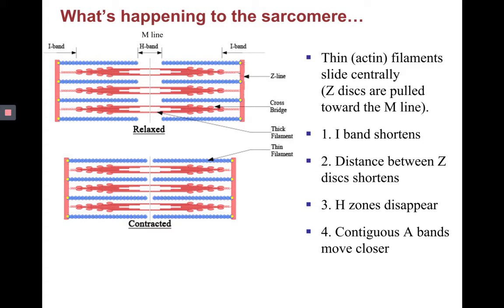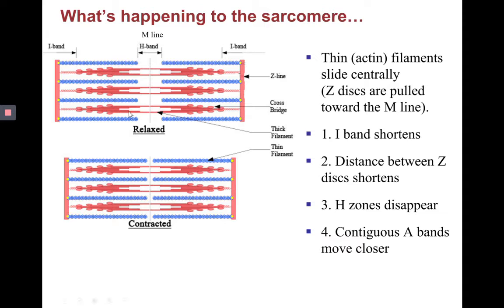Next, we're going to be looking at what's happening to the sarcomere during the cross-bridge cycle. So what's happening is we get more overlap between actin and myosin. That means that the thin filament, or the actin myofilament, is going to slide centrally, meaning that the Z discs are going to be pulled to the M line. We're going to see shortening of the I band, the distance between the Z discs, because the Z discs are being pulled toward the M line. The H zone, where we had just thick filament within the A band, is going to disappear, meaning the contiguous A bands move closer together.